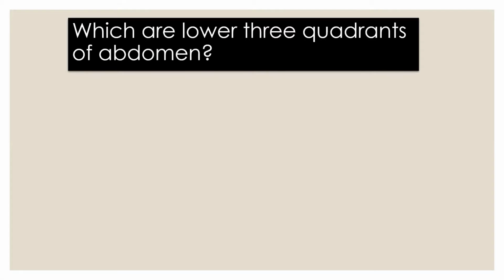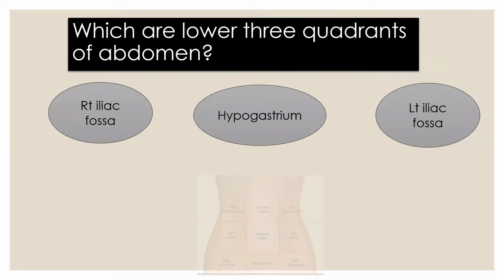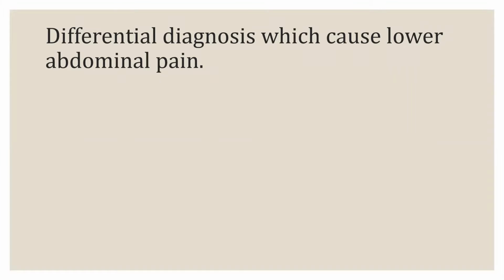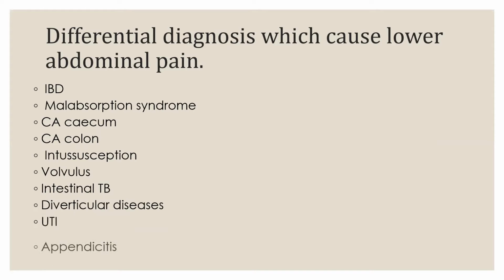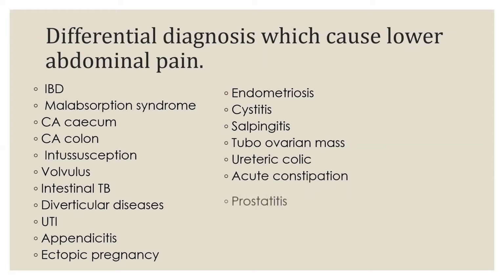What are the lower three quadrants of the abdomen? Right iliac fossa, hypogastrium, and left iliac fossa. Differential diagnosis which cause the lower abdominal pain: IBD, malabsorption syndrome, CA cecum, CA colon, intussusception, volvulus, intestinal TB, diverticular diseases, UTI, appendicitis, ectopic pregnancy, endometriosis, cystitis, salpingitis, tubo-ovarian mass, ureteric colic, acute constipation, prostatitis, BPH, intestinal obstruction.